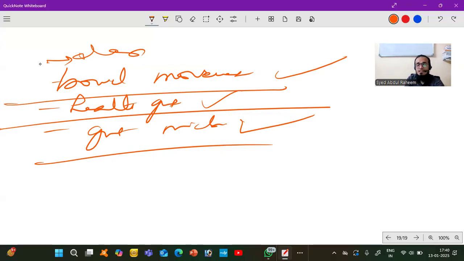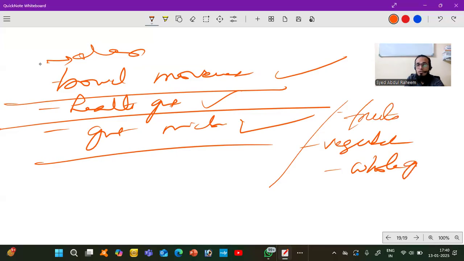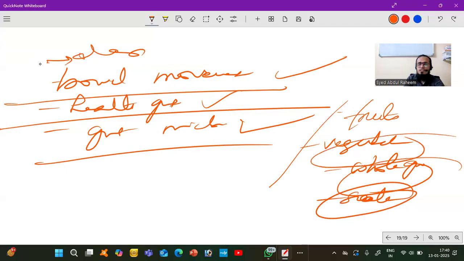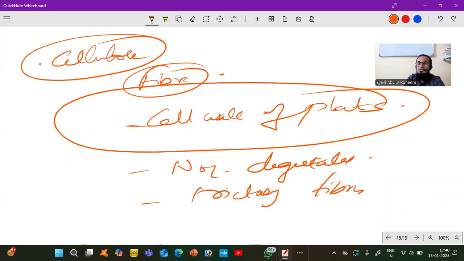It is present in fruits, vegetables, all the vegetables, whole grain, and seeds. Whole grain is very important. Seeds, whole grain, vegetables, fruits are very important. They have cellulose. Cellulose is the cell wall. It is very important, so it is a rich source of dietary fiber.